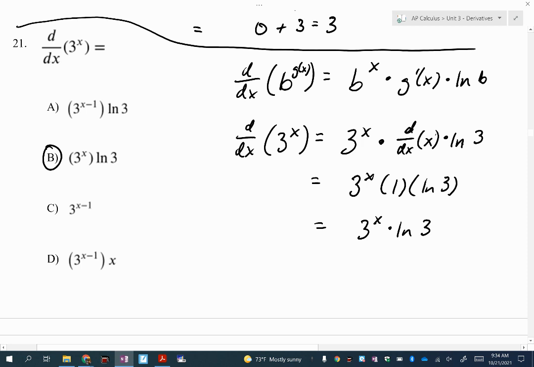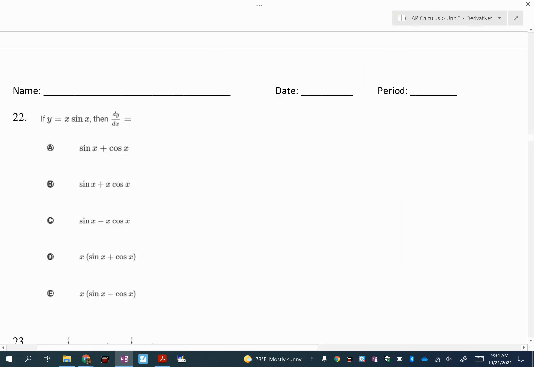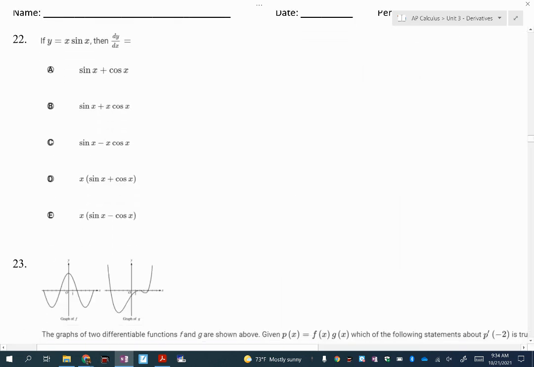All right, so again, I know I didn't do a lesson on this, but my hope is that since you've been practicing derivatives for weeks now, that you can follow the formula to find the derivative of an exponential equation. Okay, let's do number 22.